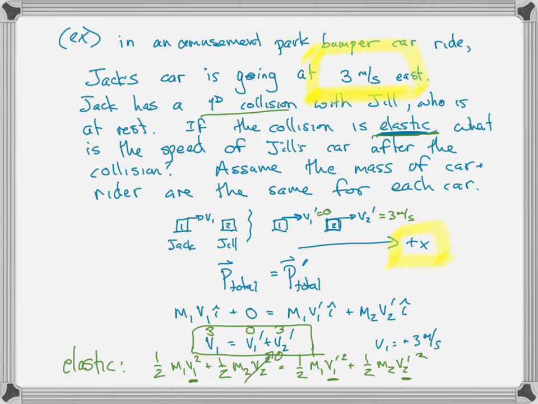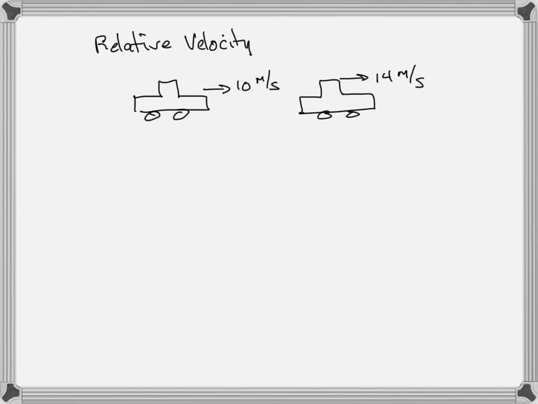Jill's velocity was 0. What is their relative velocity? What is the concept of relative velocity? Let me come back to that one and just say, let's take two cars going at some arbitrary velocities. I have car 1 going east at 10 meters per second and car 2 going east at 14 meters per second. How fast do they go relative to each other? Relative to each other, car 2 is going 4 meters per second faster than car 1.